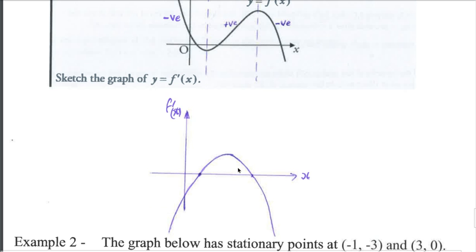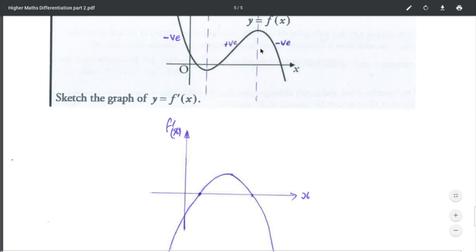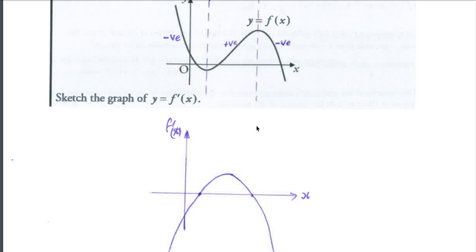So if I just pick this point for x here and look up, it's a positive gradient on the original graph. Let's have a look. Yes, it is. And then afterwards, we've got a negative gradient after the maximum turning point. So on the graph of the derivative below, that needs to take a negative value, which it does.